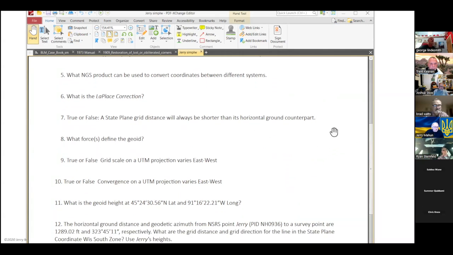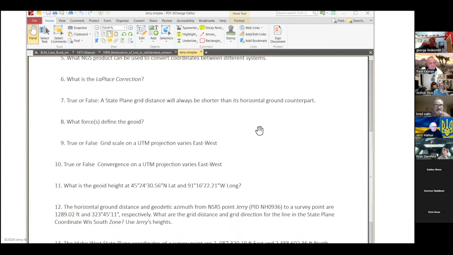True or false, a state plane grid distance will always be shorter than its horizontal counterpart. The key word in there is always. False. It can be either, based on elevation. Yeah, depends on where the ground is with respect to the grid, right? When you're down in Death Valley, I suspect that those are going to be lower than the grid system is, so the distances will be longer on the grid.